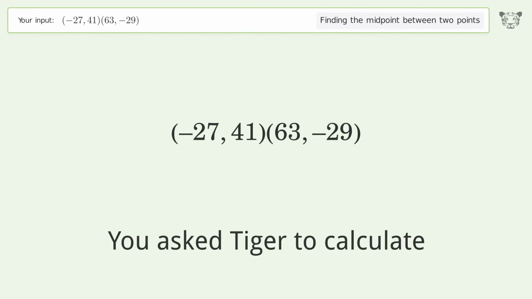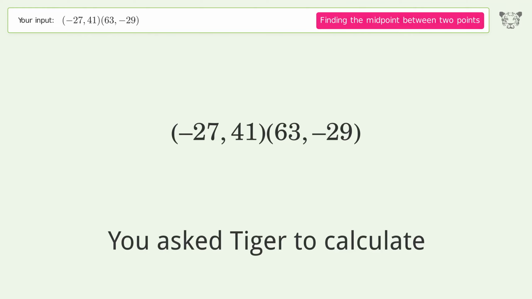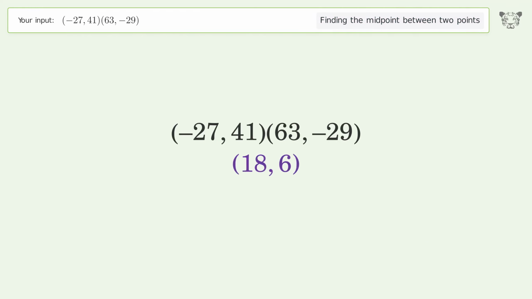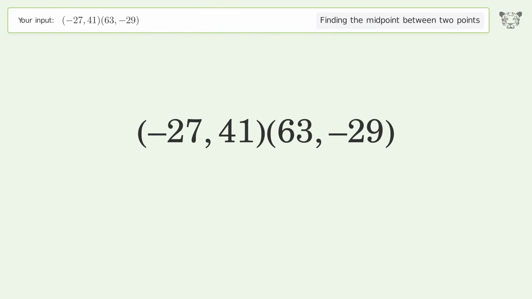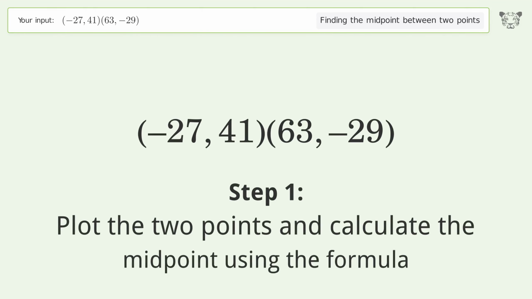You ask Tiger to calculate. This deals with finding the midpoint between 2 points. The midpoint between the 2 points is 18,6. Let's solve it step by step. Plot the 2 points and calculate the midpoint using the formula.